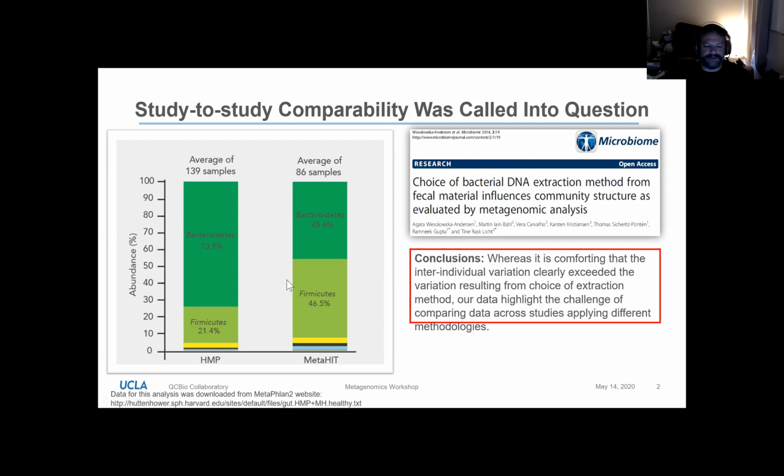What was interesting about this was everybody was postulating different reasons, and a lot of people were saying it's due to differences in the American diet versus the European diet, or lifestyle differences that are not diet related, just a bunch of different possibilities. And it actually turns out that these two differences could be explained entirely by technical differences. So you could actually explain this difference just by how these different studies were extracting microbiome DNA.